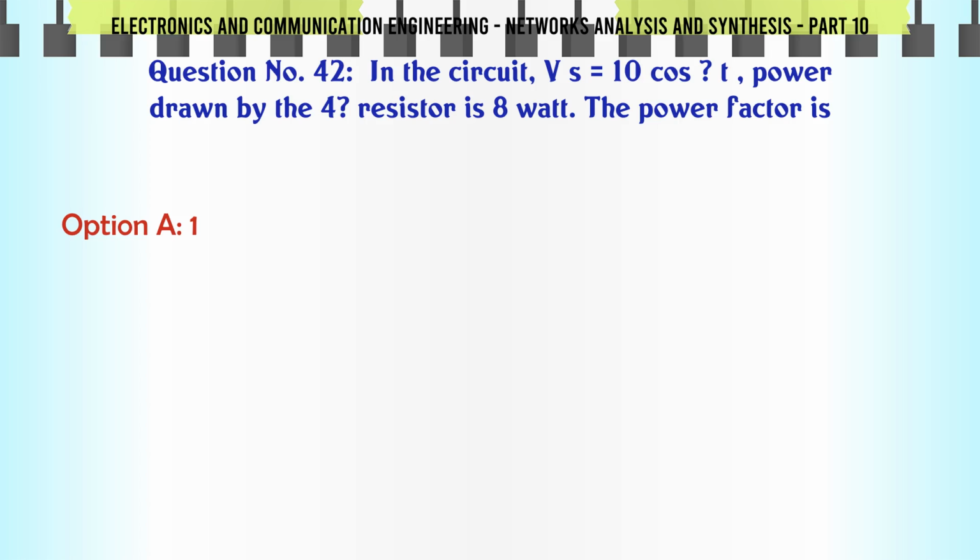In the circuit, Vs = 10 cos t, and the power drawn by the 4 Ω resistor is 8 watts. The power factor is: A) 1, B) 0.5, C) 0.85, D) 0. The correct answer is 0.85.